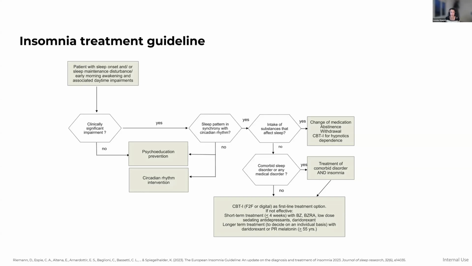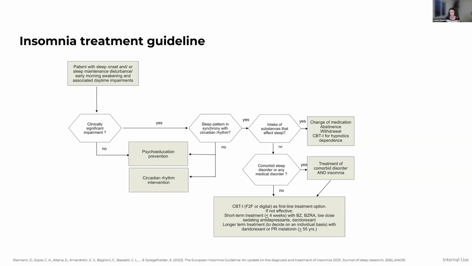So either short-term medication, which could be hypnotics or sedating antidepressants or orexin antagonists for less than 4 weeks. And potentially also longer term treatment may be indicated. This is very much depending on the individual basis. And here, an option would also be an orexin antagonist or prescription-based melatonin for people over 55 years.